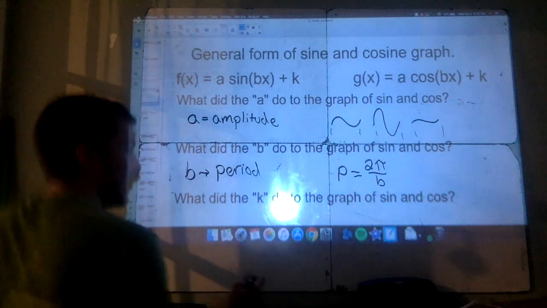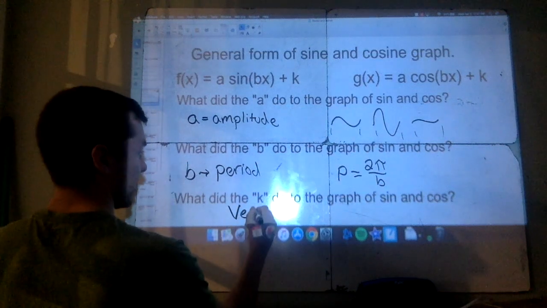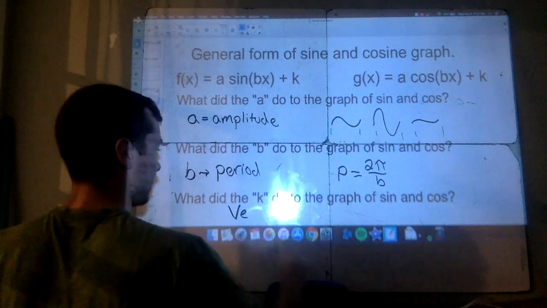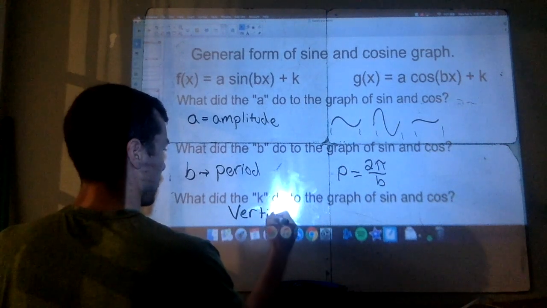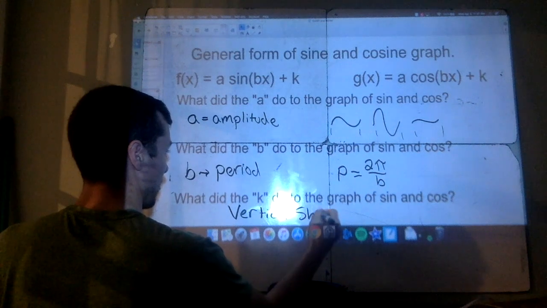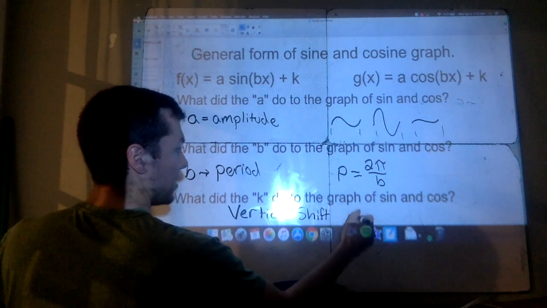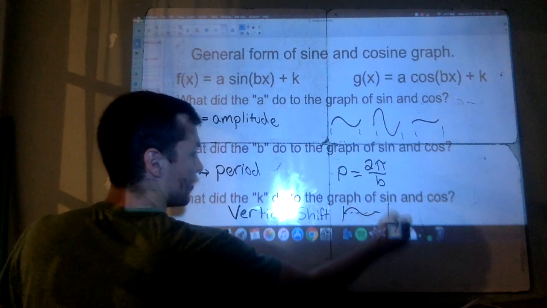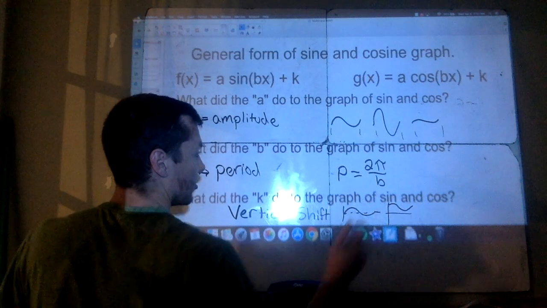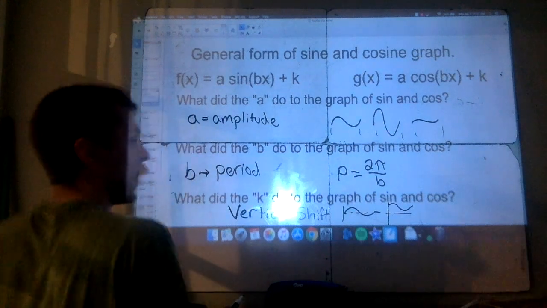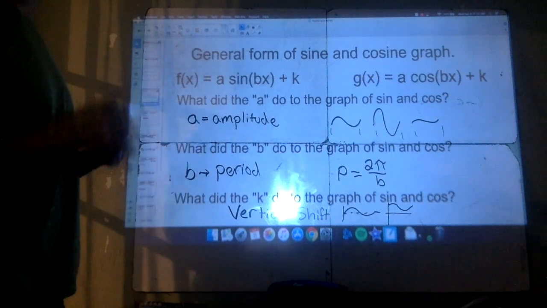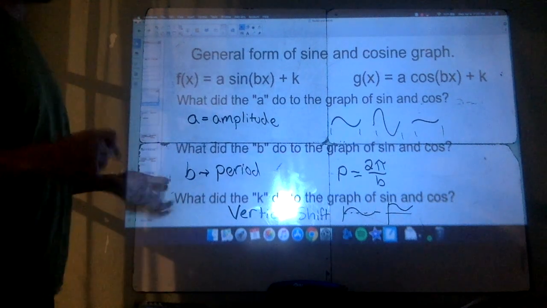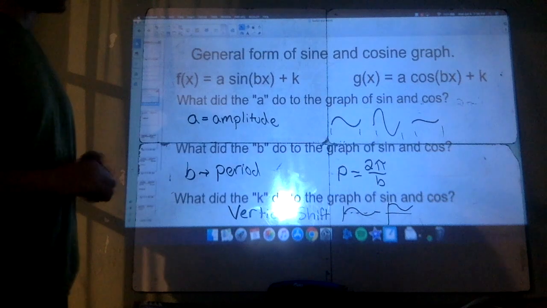And then what does the k do? It's our vertical shift. So if we had a line that looked like this, it could shift it up to look like that, where the new center is higher or lower. So k is the vertical shift. So add that to your toolkit. This is the big idea. Everything we do from now on is just going to use these three things.